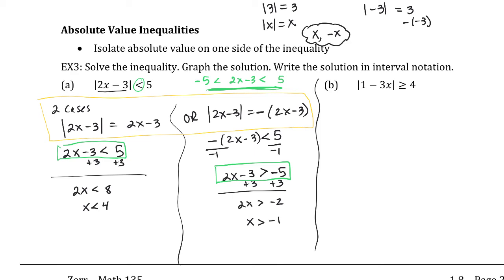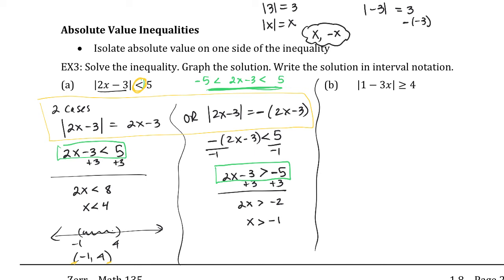All right, but now I have to combine my information. We're bigger than negative 1 and less than 4. So my interval notation would go from negative 1 to 4 with parentheses, because that original symbol didn't have an equal. So then I have to use my parentheses.